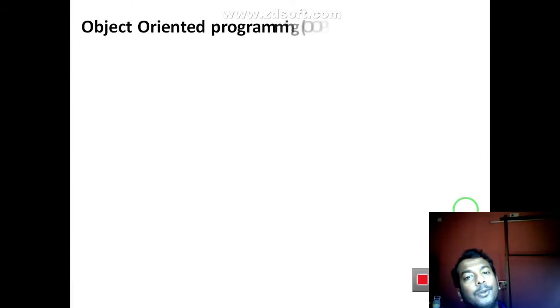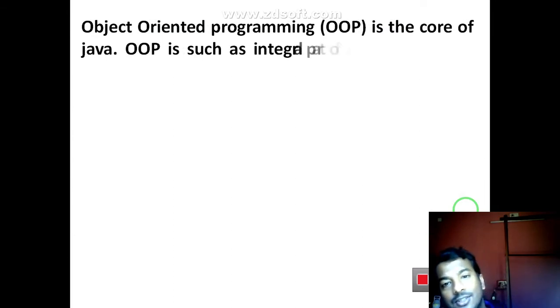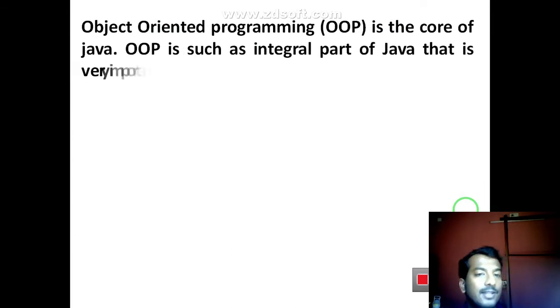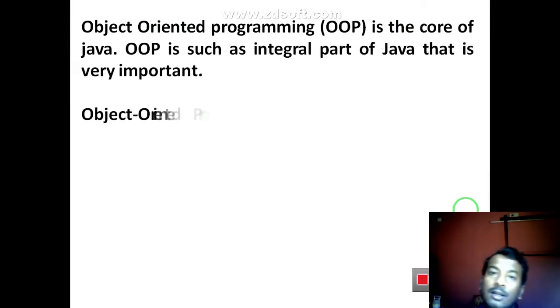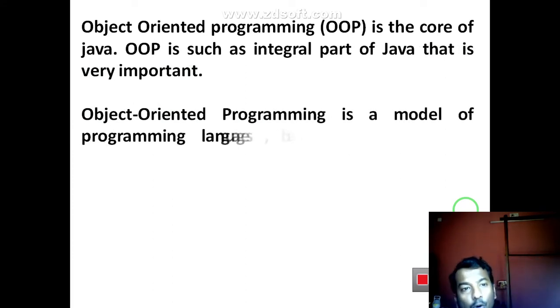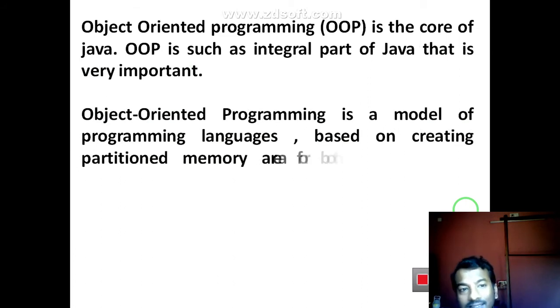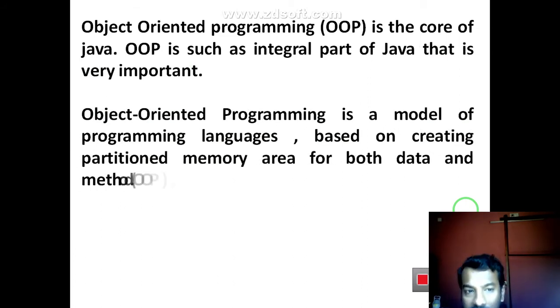First question: what is object-oriented programming? The abbreviated short form is OOPS. OOPS means object-oriented programming structure, and it is the core of Java. OOP is such an integral part of Java that it is very important.